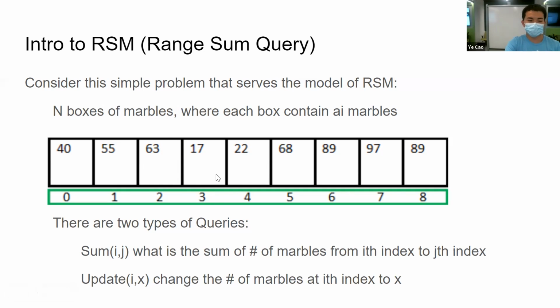So in this case we have a range sum query. What it basically means is that we have 2 different types of query. The first type is asking you what is the sum of i, j. This is asking you what is the sum of marbles from the ith index to the jth index. Let me give you a quick example. Let's say i is equal to 0 and j is equal to 1, so sum 0, 1. Does anyone have any idea what that gives you?